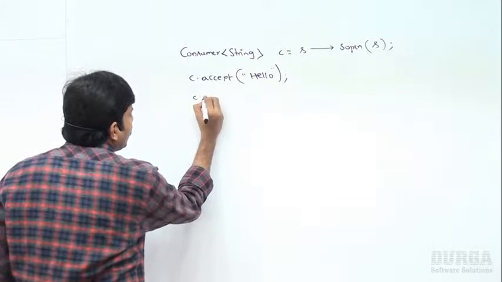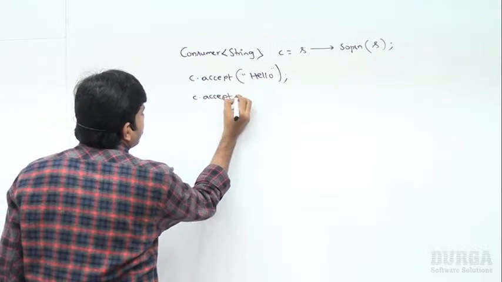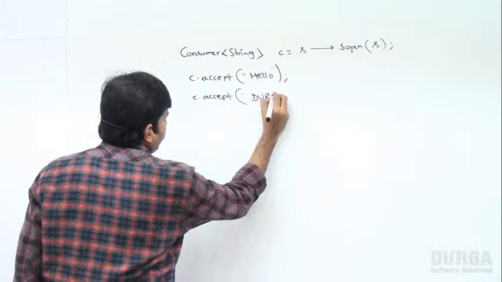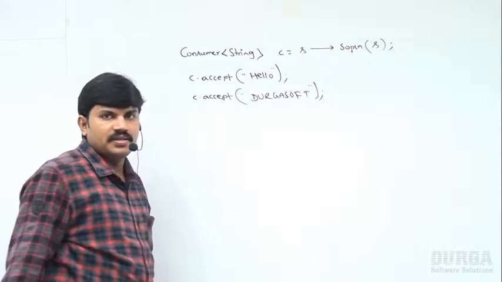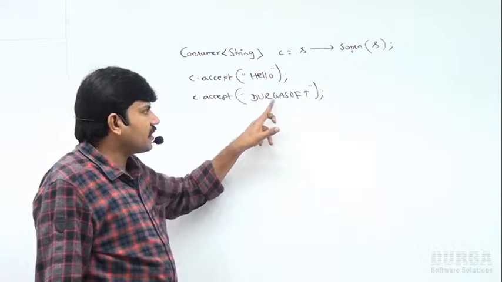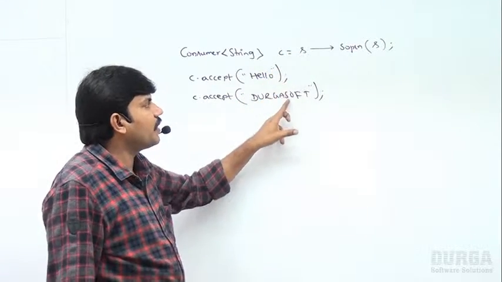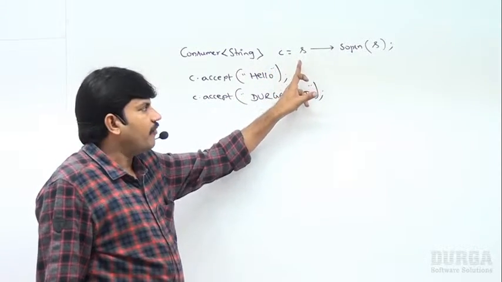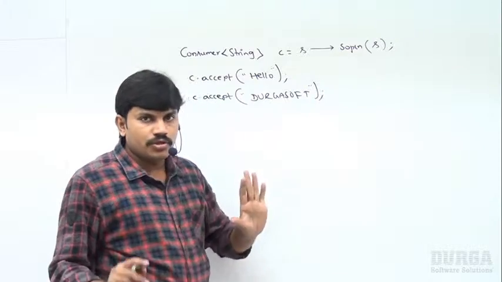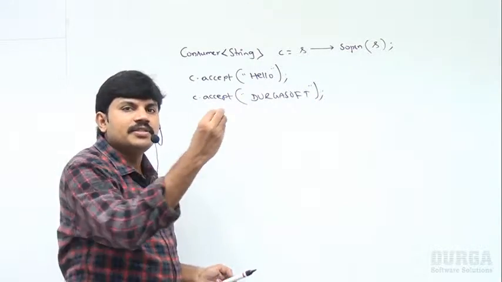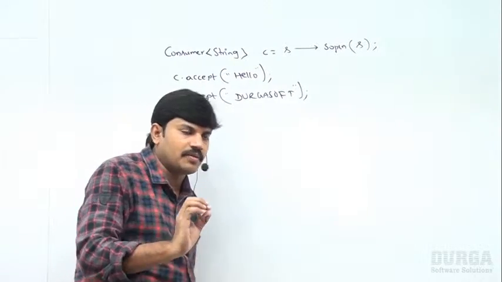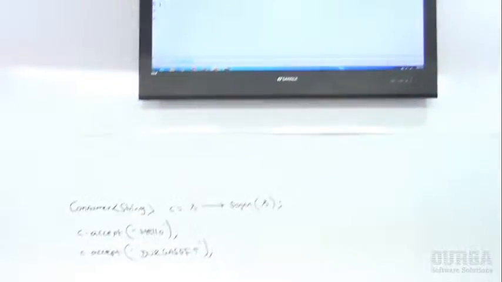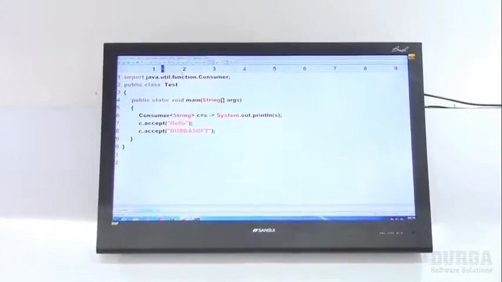Similarly, c dot accept of Durga soft. Like this I'm taking. If I take c dot accept of Durga soft, now it will become the value, and it's going to print it, that's all. Sir, let me execute this small example. Here just observe, a bit carefully.